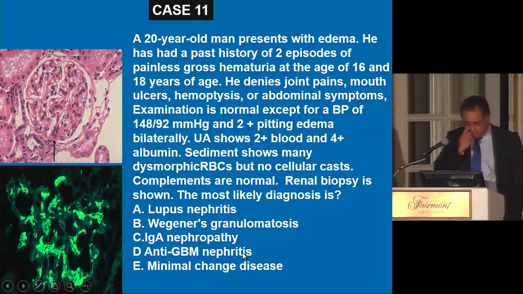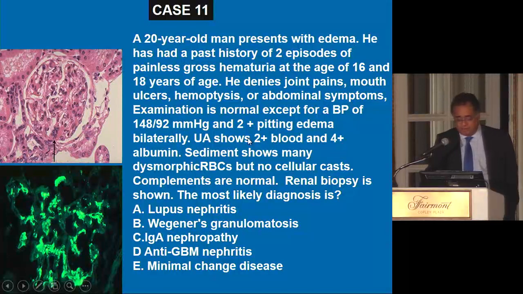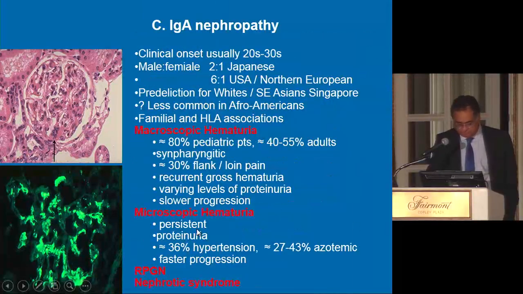Anti-GBM nephritis, it's too long a history. ANCA, not the right age. And minimal change disease, the urine should not show these abnormalities, and this is an abnormal glomerulus with evidence of IgA, and you can see IgA here. So this is not minimal change disease.